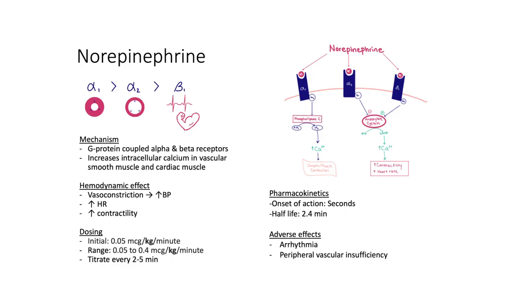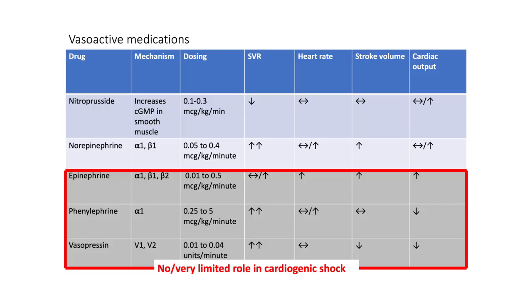Because of this, norepinephrine is one of 2 first-line agents, along with dobutamine, recommended in the European guidelines for the management of cardiogenic shock. Epinephrine is a non-selective adrenergic agonist that you will see used in the medical ICU, but the limited data that we have in cardiogenic shock suggests that norepinephrine is safer and no less effective. Therefore, you will not see it used in the management of cardiogenic shock.